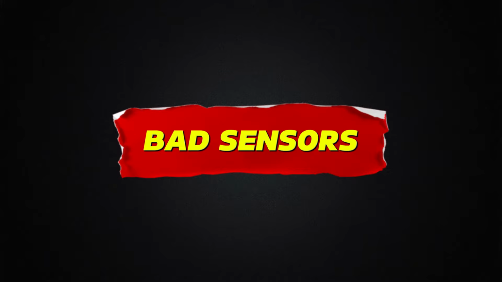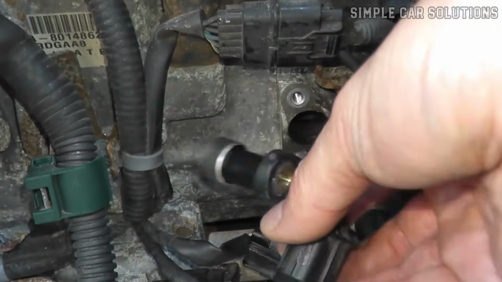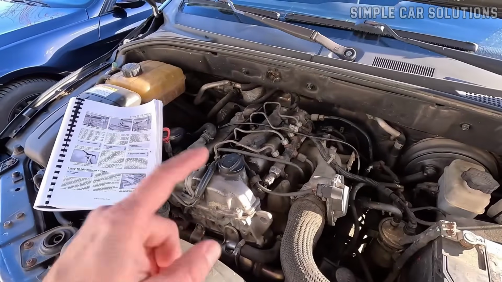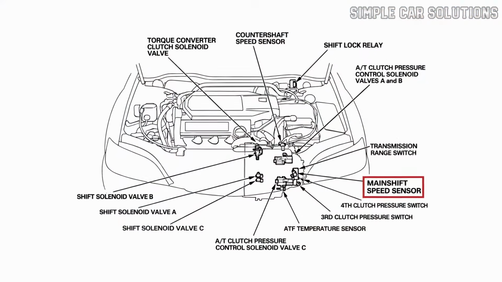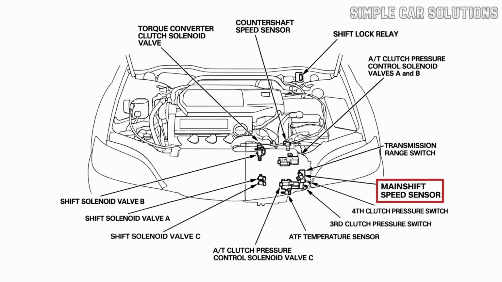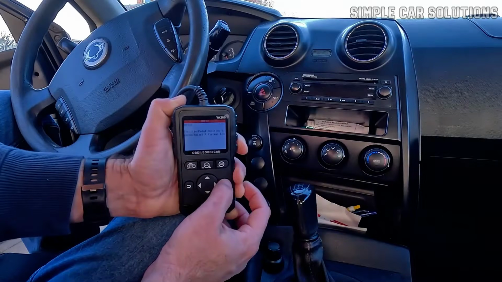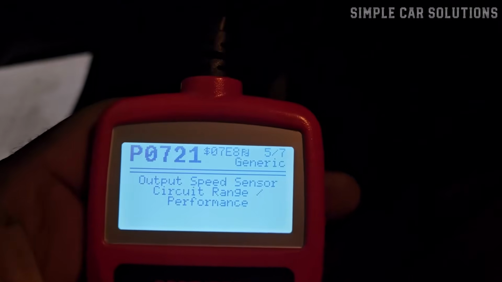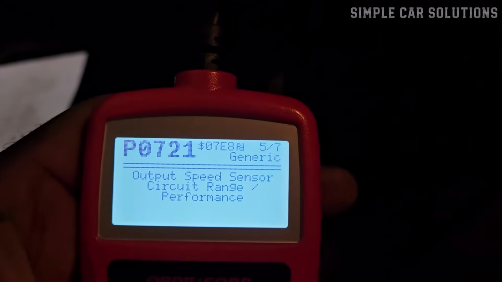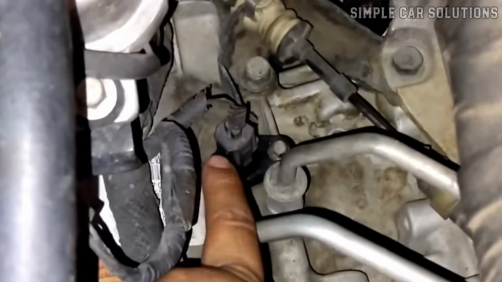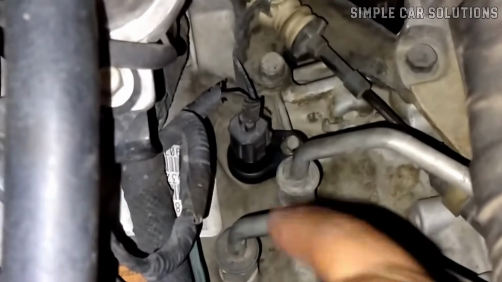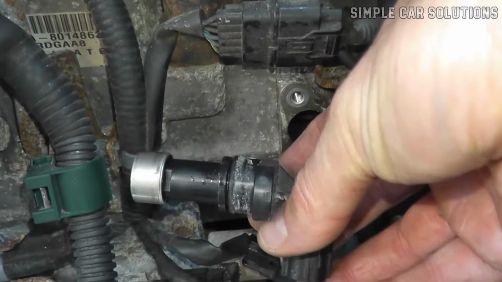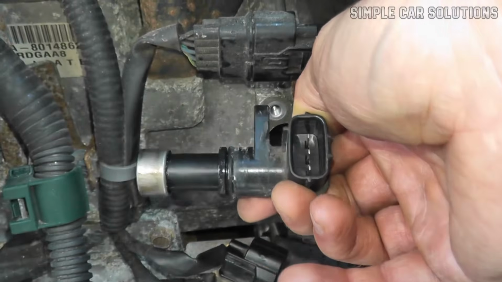Bad sensors. The next thing that can cause a P0700 code is a problem with one of the transmission sensors. Depending on your vehicle's make, model, and year, there can be several sensors on the transmission, and if one of them fails, it can trigger an issue. When this happens, you'll usually get another code along with the P0700. For example, if you also see a P0721 code, that points to the output speed sensor. You would then locate that sensor on your transmission, test it, and check the wiring going to it. So, a bad or failing sensor is another common reason for a P0700 code.